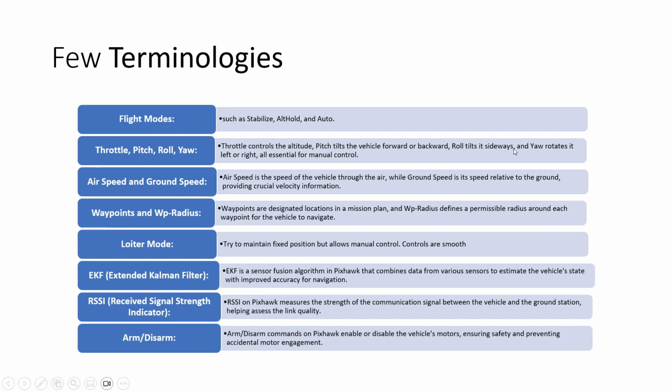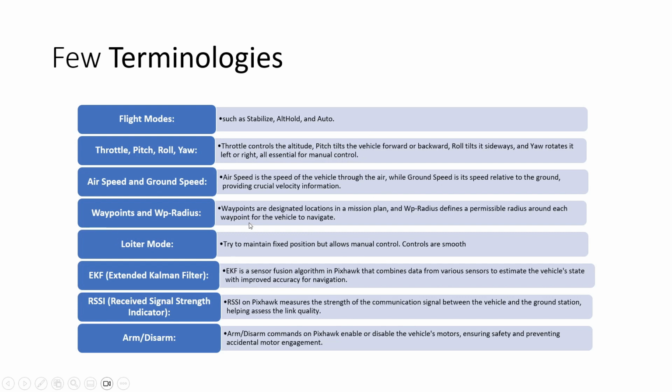Roll, it tilts sideways, so basically it would be moving sideways. Yaw, in the sense it rotates. Well, let's assume you are pointing to north, then you want to point it to east, so at that time we would be using yaw. Then there are two different terms, ground speed and the airspeed. So you can just go through all these points.